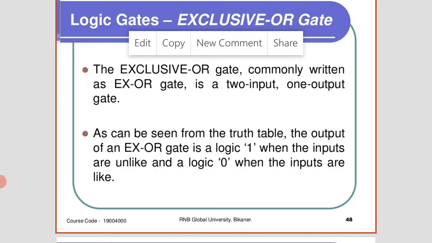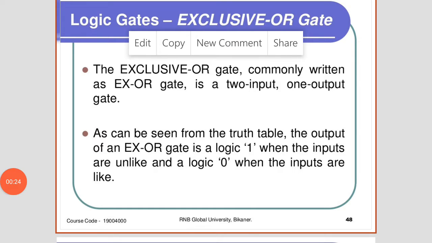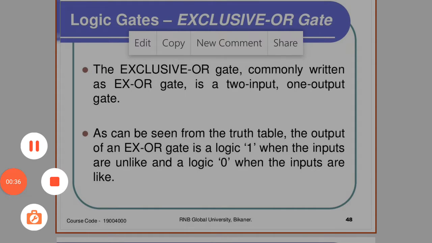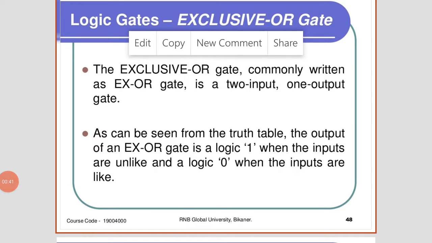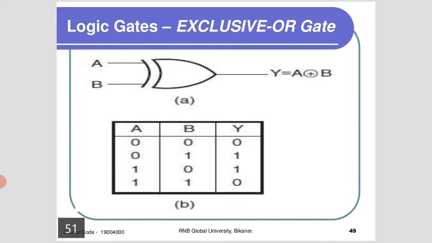The logic gates we saw in the last video lecture. Now we see the next logic gates. The first is the exclusive OR gate. The exclusive OR gate, commonly written as XOR gate, is a two input, one output gate. As can be seen from the truth table, the output of an XOR gate is a logic 1 when the inputs are unlike, and a logic 0 when the inputs are like. The exclusive OR gate is as shown in the figure.